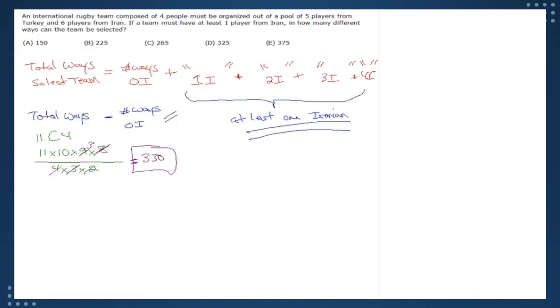so all Turkish people. So we're talking about 5 players from Turkey on a 4-person team. That's going to be 5 choose 4, which is simply 5. And this is another point that I could have mentioned at the beginning. Anytime you have like 5 choose 4, 10 choose 9, 20 choose 19, the answer is always the value that's on the left. So we don't have to actually do the math out for 5 choose 4. We know that it's going to be 5. And then the last step here is literally we subtract 5 from 330. We get 325. And that is our answer, answer D.